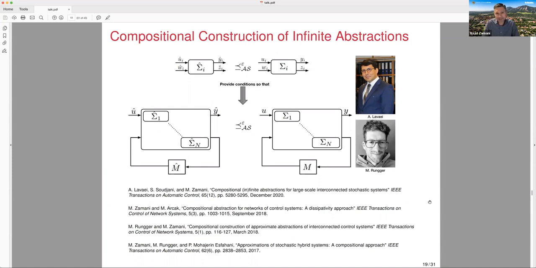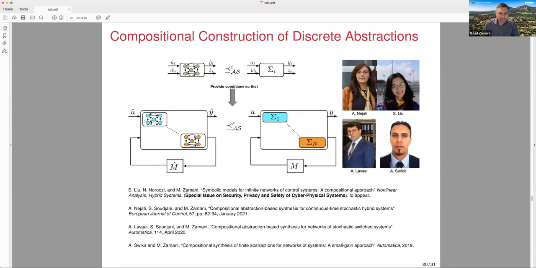And in the next phase, we said, okay, but infinite abstractions may not be useful on their own because I would like to provide a systematic approach to designing controllers. So I need finite abstraction, something which is discrete. So what we do is we use those infinite abstractions, and now we do the same thing. We build finite abstractions of the components. We provide conditions under which the composition of finite abstractions is a finite abstraction for the original interconnected system.